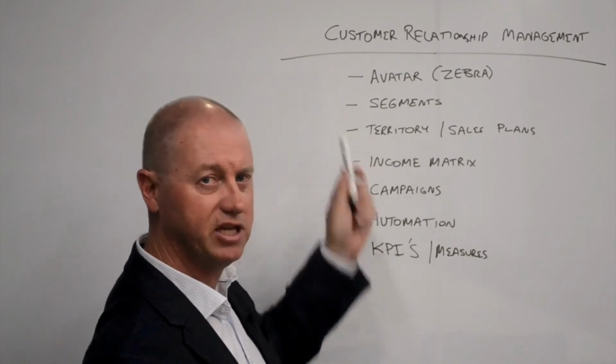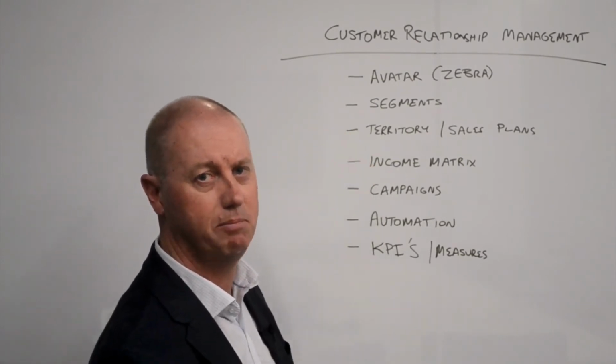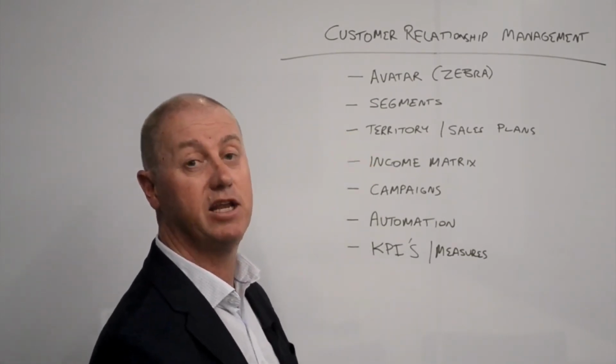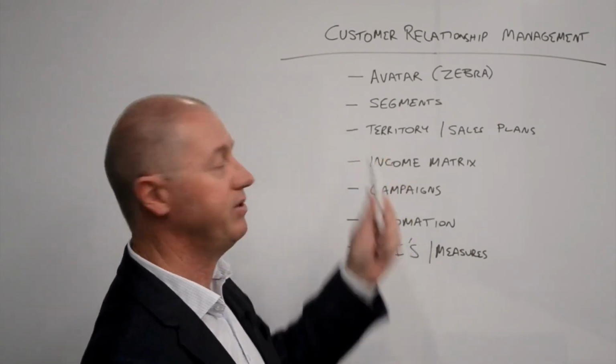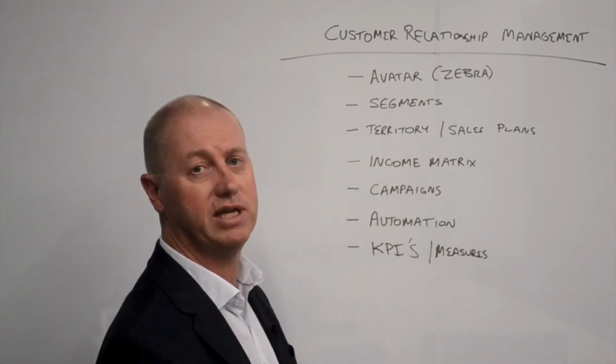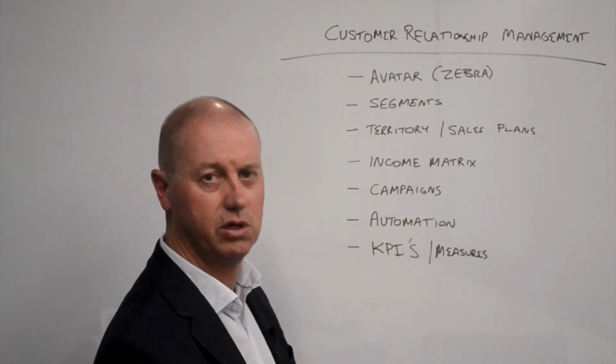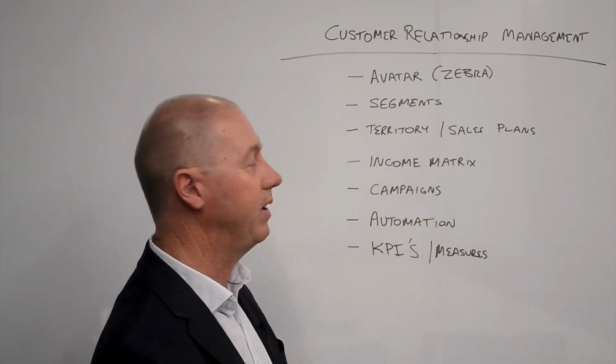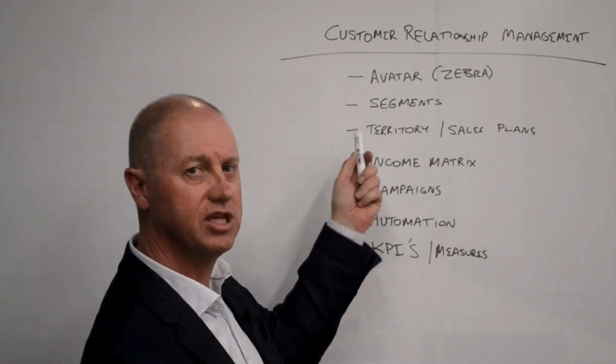So quickly go over that process again. Customer relationship management is so critical for business. You must have a good system in place and you must be using it well. Start with your customer avatar. Have those profiles really well defined and really clear for all of your teams so there's no grey area around that. Work out what your segments are.